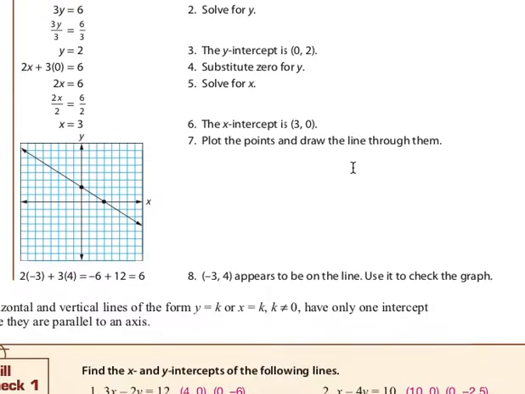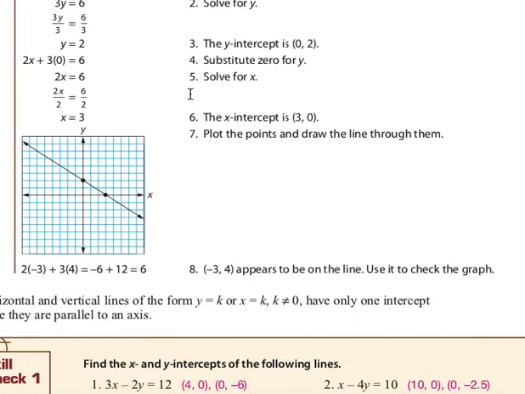Now we're going to do the same thing with y. In order to get the x-intercept, we need to substitute 0 for y. So I'm rewriting this: 2x plus 3 times 0 is equal to 6. Well, 3 times 0 is 0, so it's really just 2x is equal to 6. Divide each side by 2 to isolate x. These 2's cancel. You're left with x is equal to 3.